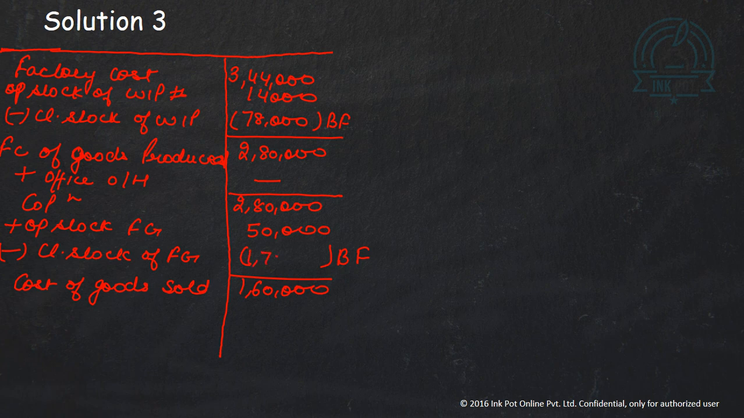So now in this question we have calculated the closing stock of raw material, closing stock of work in progress, and the closing stock of finished goods. Now we will add selling and distribution overheads to this, which are again nil, and we will get total cost as 1,60,000, which is our final answer. Thank you.